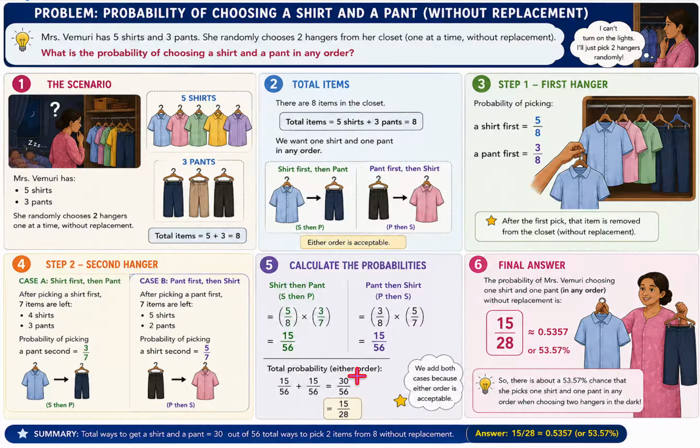And then the total probability is either order. You add these 2 fractions. Which ended up being 30 out of 56, which is 15 out of 28. 15 out of 28 as a decimal is 0.5357. When you multiply that with 100 to convert that to a percentage, it is roughly 53.57. So as you can see, her chance is 53.57% for picking either a shirt or a pant in any order when choosing 2 hangers from a dark closet.